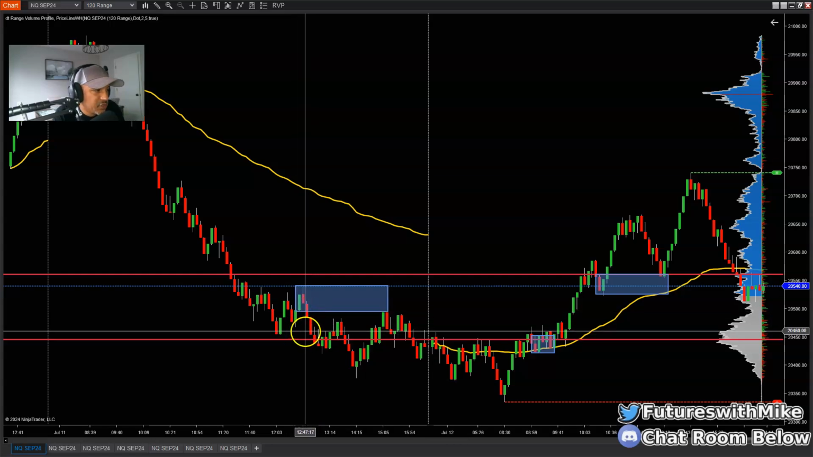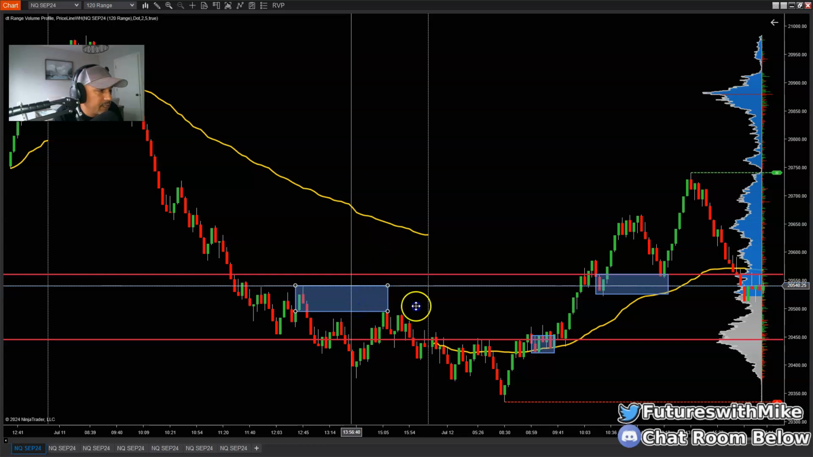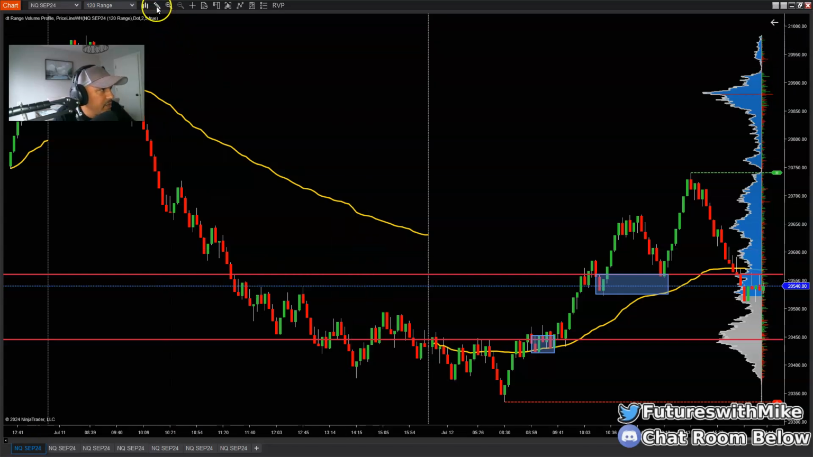But the way I like to draw it, I'm going to remove this right quick. I'm going to show you. Give me 1 second. My chart is kind of acting weird here. Let's delete this. And I'm going to go up here and use the drawing tool or rectangle tool.